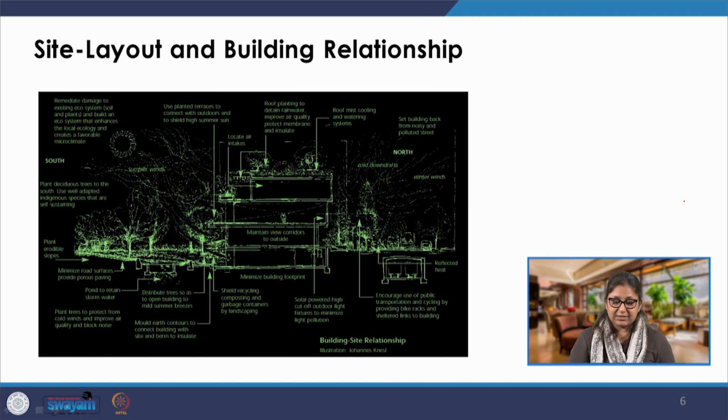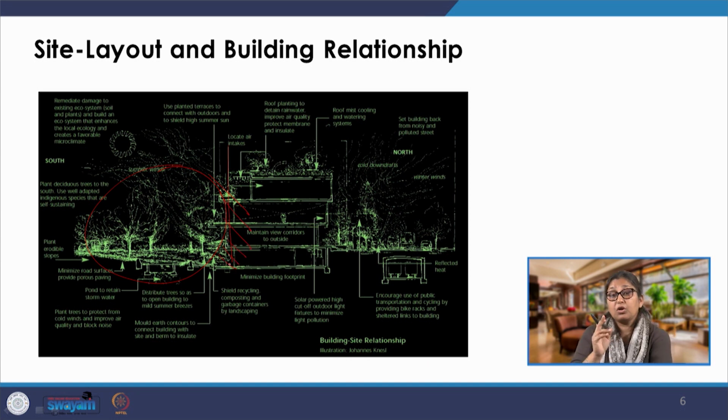The first, as we said, is about site layout and building relationship. So, we have to look at the vegetation which is going to be there on site, which will impact the shading. So, there will be shading on the building.